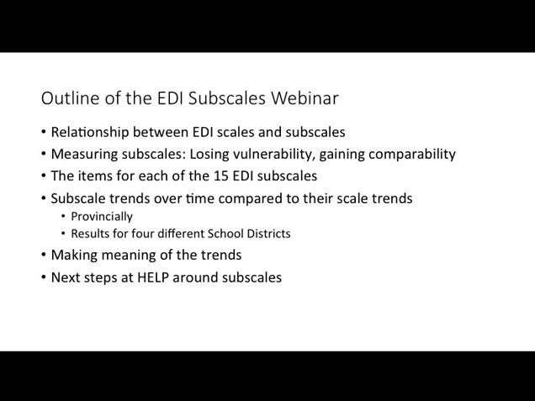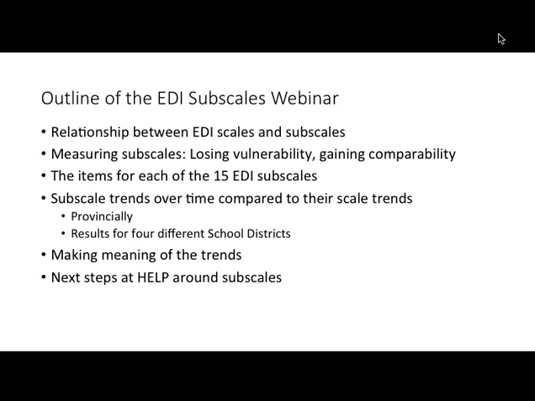So we're going to have to go a little bit into how subscales are measured a little bit differently than we measure the scales in terms of our neighborhoods or communities or school districts. We'll look specifically at the different subscales to give you a sense of what goes into them and how you really are looking at quite different aspects of development, whether that's physical, social, emotional, or language. And then look at some subscale trends over time, both provincially, and I'm going to show some results for 4 school districts.